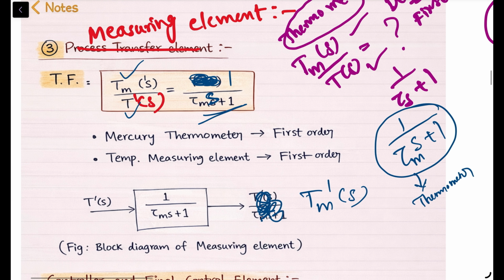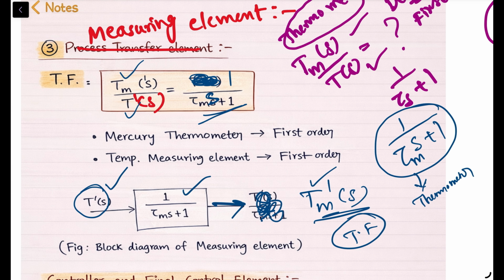Now let's see the block diagram representation. The measuring element block, 1 by tau m s plus 1, has as input the actual temperature T of S, and its output is the measured temperature Tm of S. This measuring element does not measure instantaneously, so it introduces a small dynamic delay, which is represented by a first order transfer function.